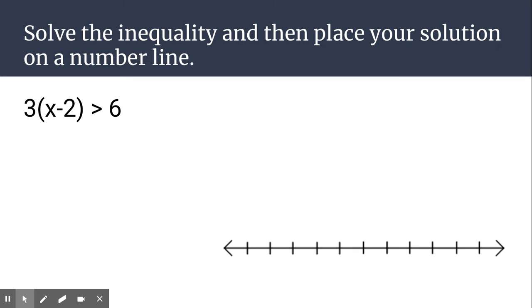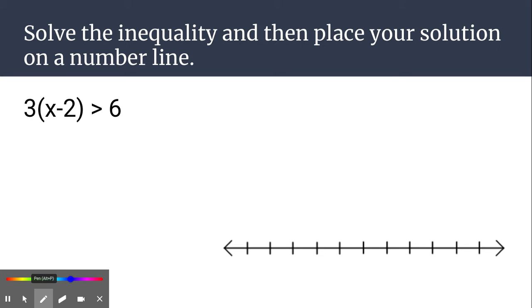At any point along the way, when we give a problem like this, feel free to take a moment on a separate sheet of paper, go ahead and solve this and then put it on a number line, see if your solution matches the one that I'm going to give here momentarily. And so here's our first problem today. It says solve the inequality and then place your solution on a number line.